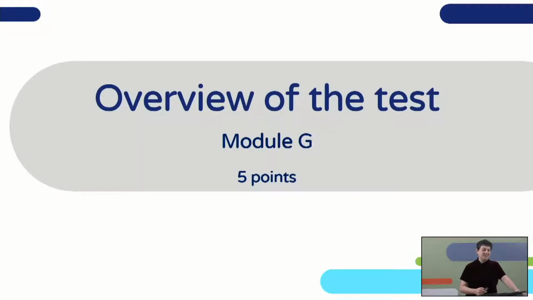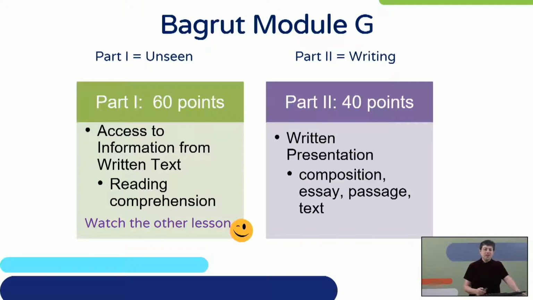Let's get started. Overview of the G test. Module G has 2 parts. 60 points for the unseen, that's called access to information from written text, and you can watch a different lesson on that. Today we're going to focus on the 40 points, which is written presentation.